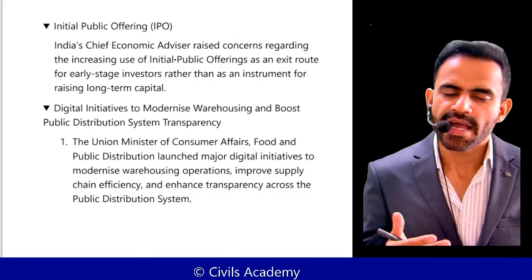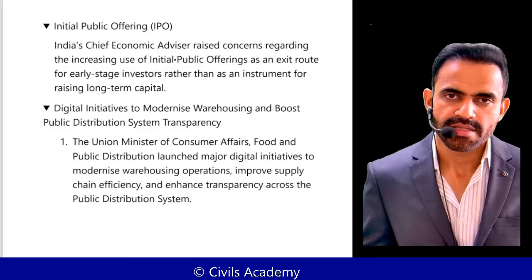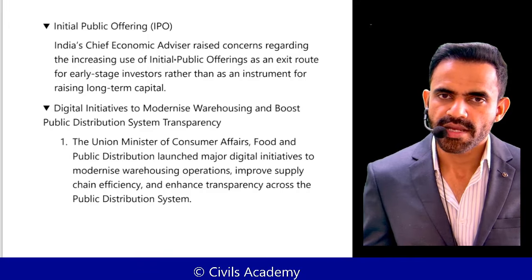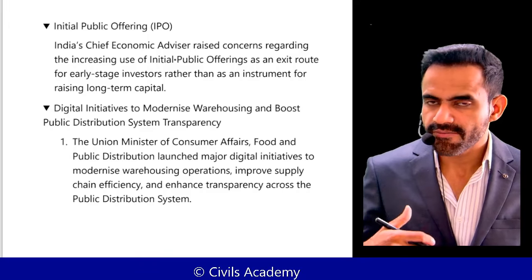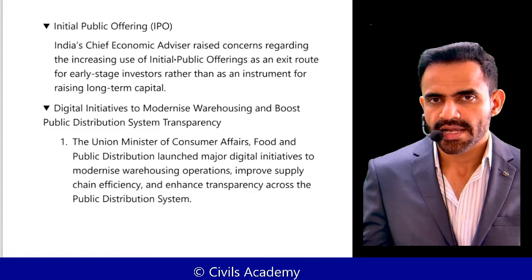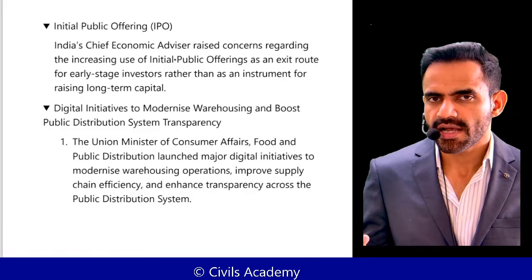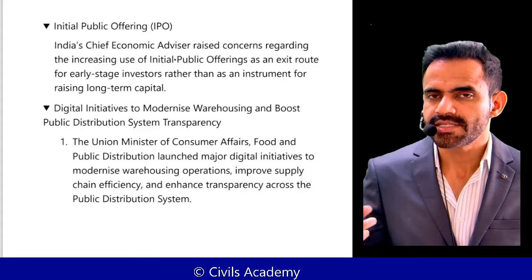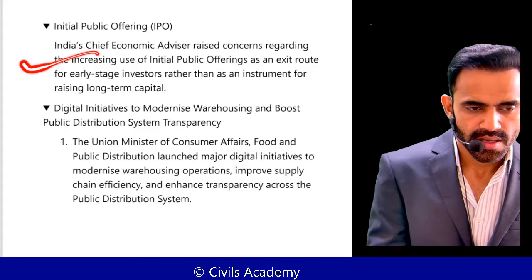And that is being highlighted by the chief economic advisor. That in a lot of IPOs, rather than using that money for future plans, the actual investors, the initial investors, they want an exit. So that is the issue.